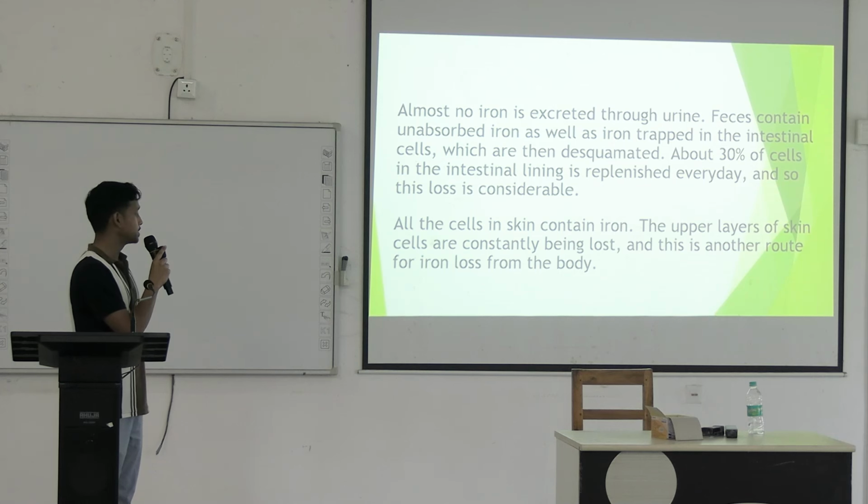Almost no iron is excreted through urine. Feces contain unabsorbed iron as well as iron that is trapped in intestinal cells, which are then desquamated. About 30% of cells of the intestinal lining are constantly being replenished, and that is a considerable loss. All the cells in the skin contain iron. The upper layer of the skin is constantly being lost, and that is another route for loss of iron from the body.